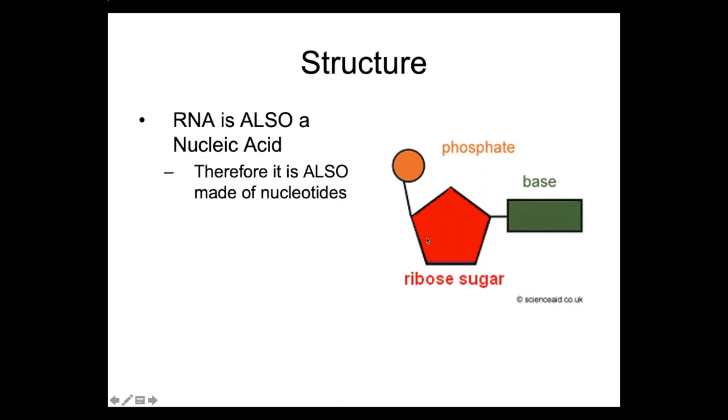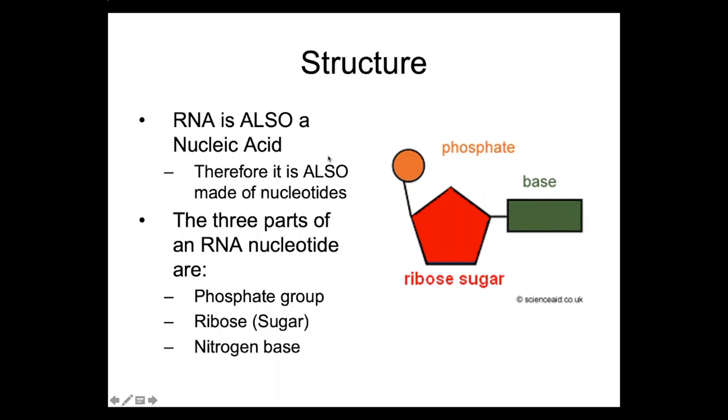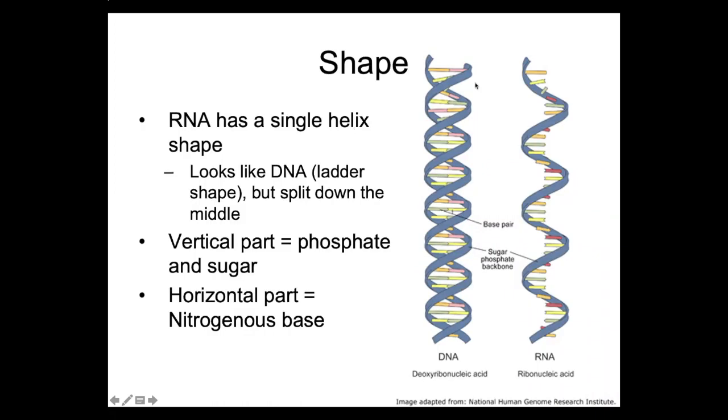DNA has a deoxyribose sugar. That's where the D comes from. RNA has a ribose sugar. But yes, your 3 parts, the phosphate, sugar, base, and it's going to behave just like the DNA did, with the phosphate hooking to a sugar, and this sugar hooks to another phosphate, then another sugar, another phosphate, another sugar, all the way down. And the bases are going to behave in a very similar but slightly different way. RNA has a single helix shape, looks like DNA, but split right down the middle. The vertical part, the blue part, is the phosphates and the sugars, and the horizontal part, the colorful parts, are those nitrogenous bases.